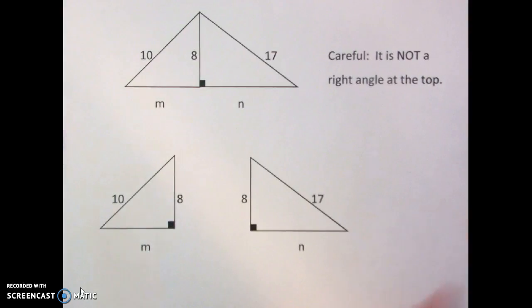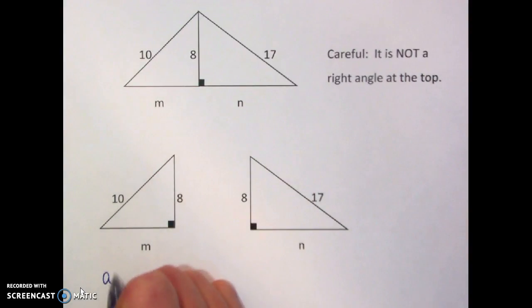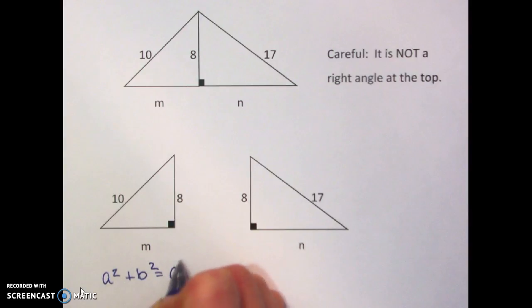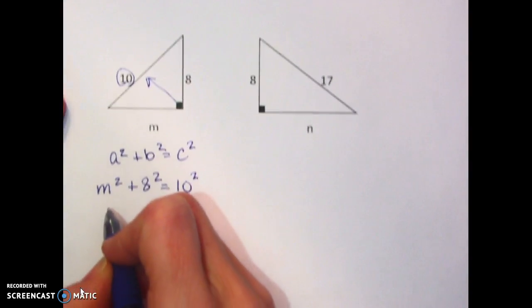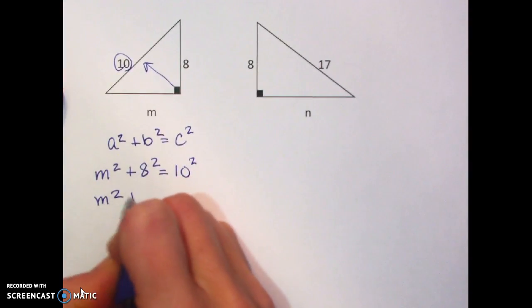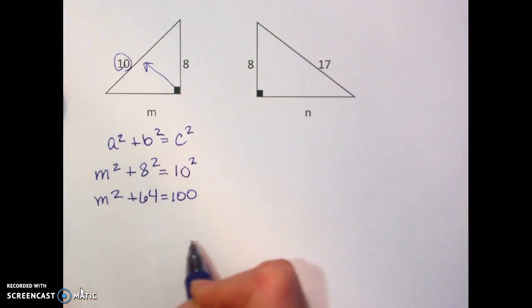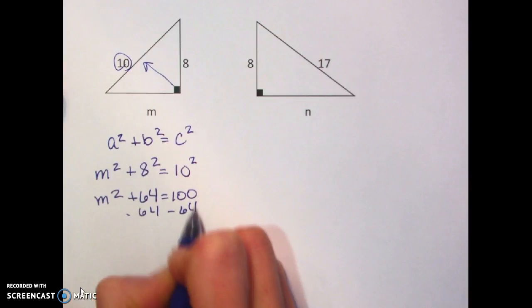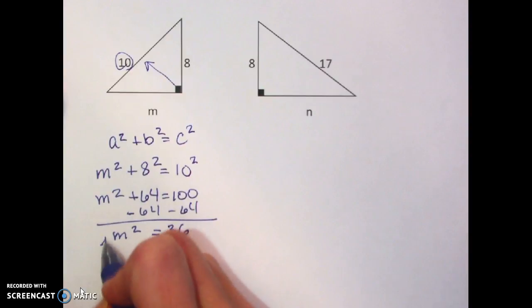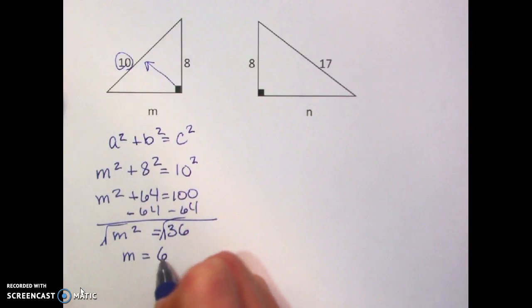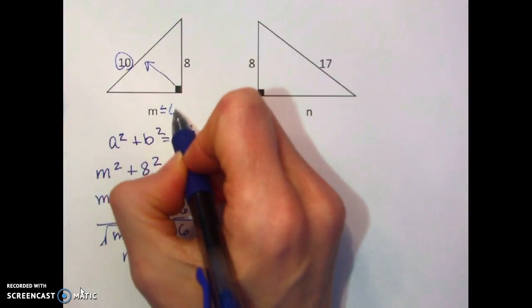So if we take a look at these individual triangles, 10, 8, and m, remember that a squared plus b squared equals c squared, but we have to figure out which side is our c. So in this case, it's going to be the 10. So m squared plus 8 squared equals 10 squared. 8 squared is 64, 10 squared is 100. Take away 64 to solve this, and that gives us m squared being 36, and we take the square root to find m as 6. So this missing side down here is 6.